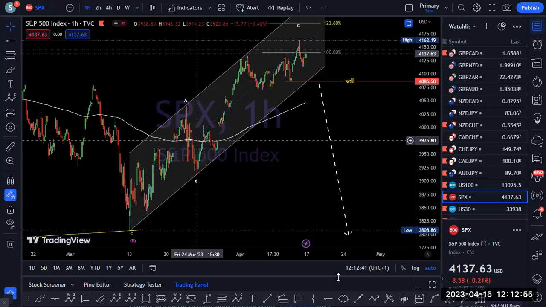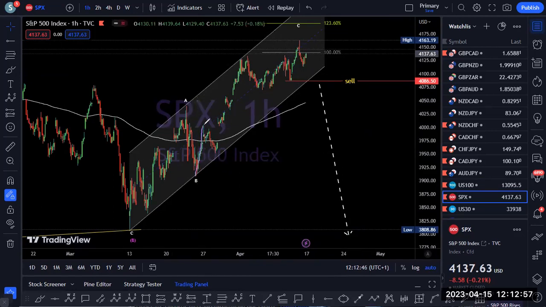Looking at this, you can see 1, 2, 3, 4. Then 5 can be, we might have gotten the 5. For instance, 1, 2, 3, 4, 5 as an ending diagonal. If that is what we have gotten, then allow it to break this zone before you sell.